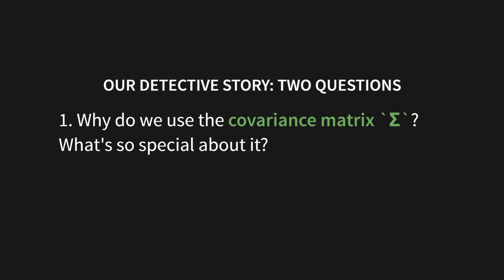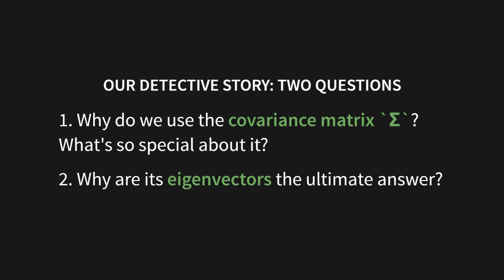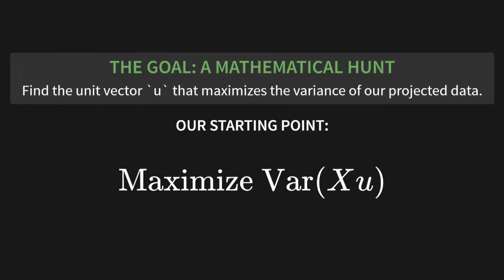First, why do we use the covariance matrix, sigma? What's so special about it? And second, why are its eigenvectors the ultimate answer to our problem? Our goal is a mathematical hunt. We need to find the unit vector u that maximizes the variance of our projected data. Our starting point is this simple expression. Maximize the variance of Xu.